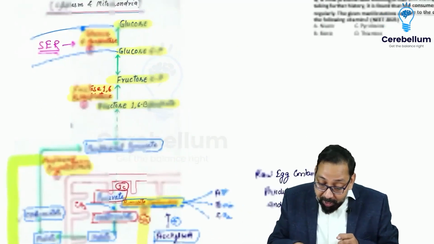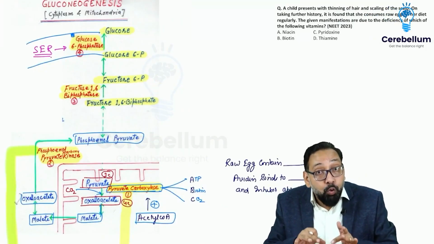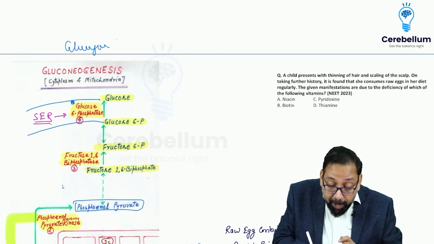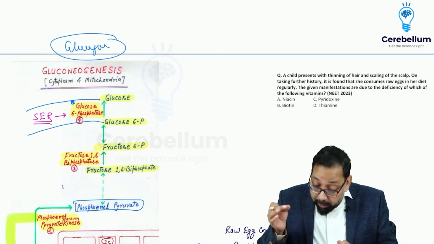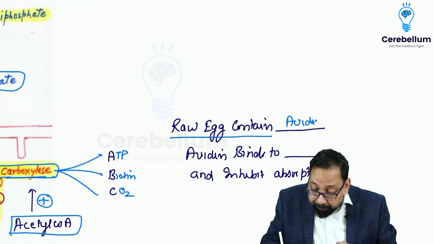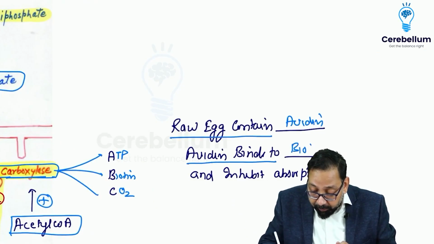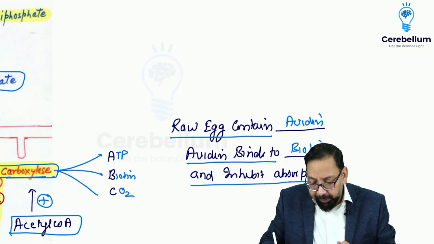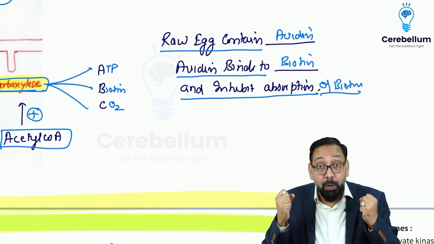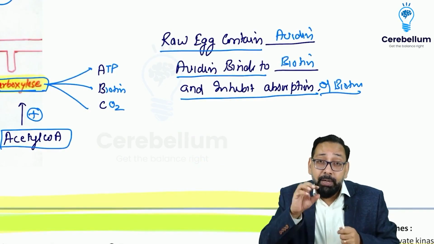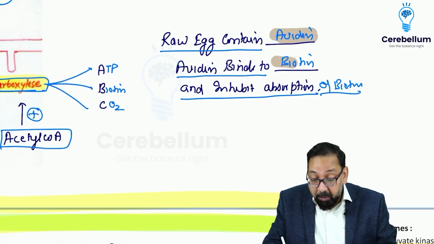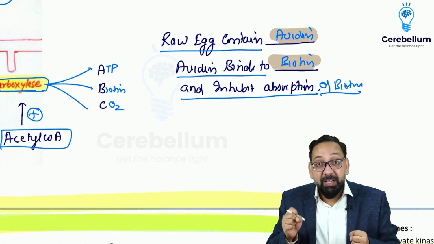So these are the four important enzymes for gluconeogenesis, and all four are activated by glucagon and inhibited by insulin. Now, raw egg contains avidin. Avidin binds to biotin and inhibits the absorption of biotin. Whenever you are exercising, some people suggest that raw egg is very powerful, and a person takes a large amount of raw egg. Raw egg contains avidin, which binds to biotin and inhibits its absorption. There would be biotin deficiency.